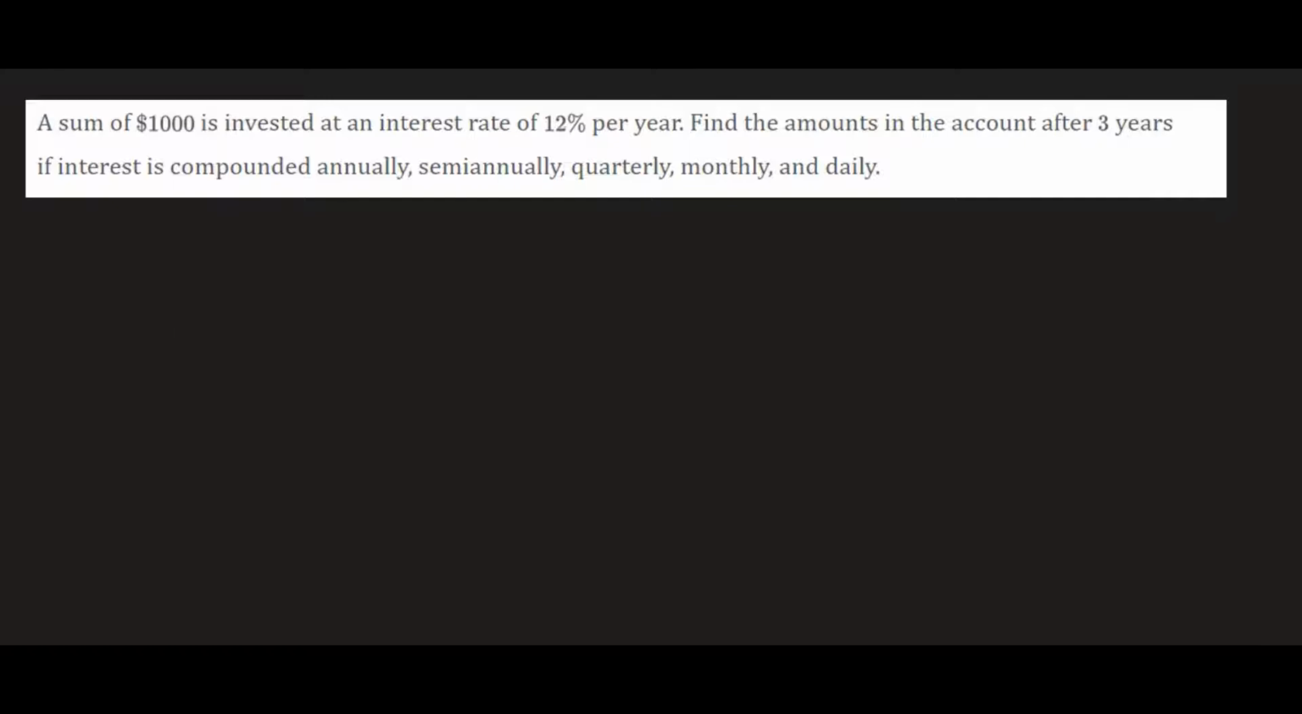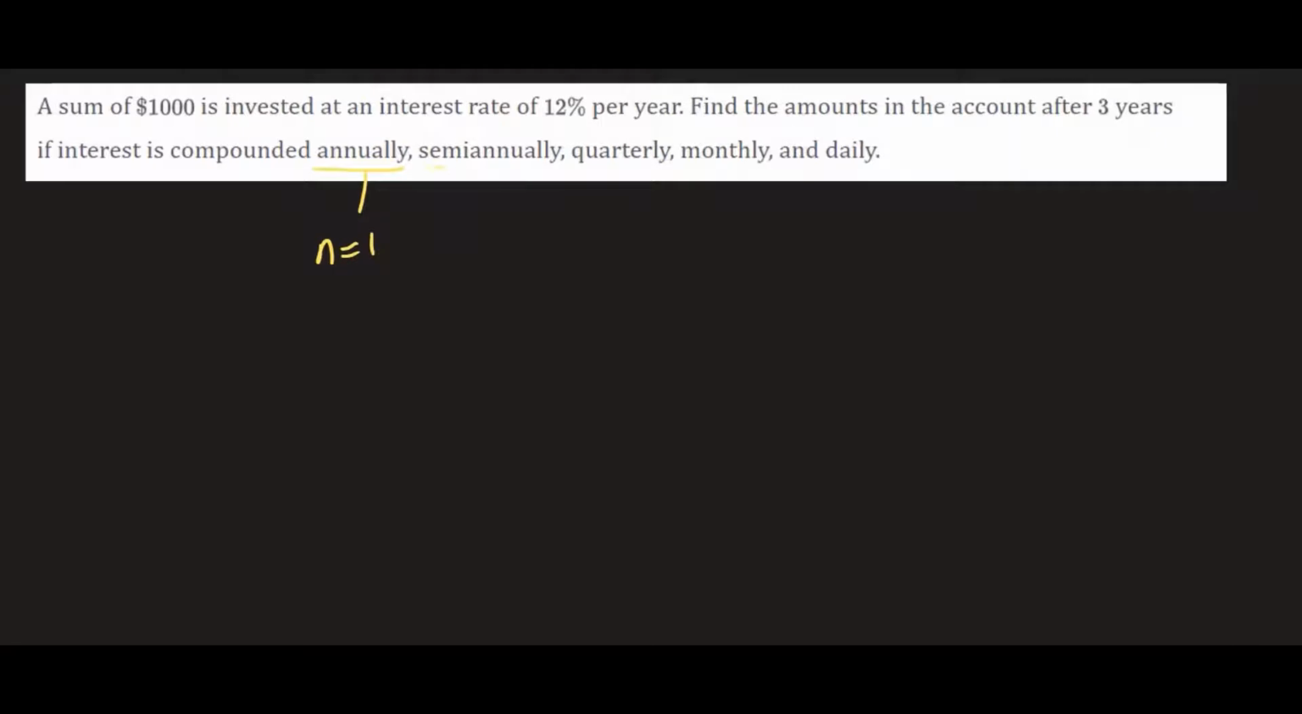Annually means when n is equal to 1, meaning we're investing it only once a year. Semi-annually means that we're going to invest it twice, so this would mean n is 2. Quarterly means n is 4. And think of it, you have 4 quarters to make $1. Monthly would be n equals 12 because there are 12 months in a year. And daily would be n equals 365.